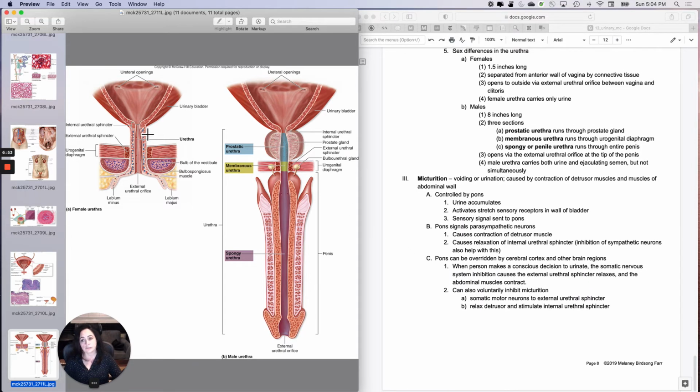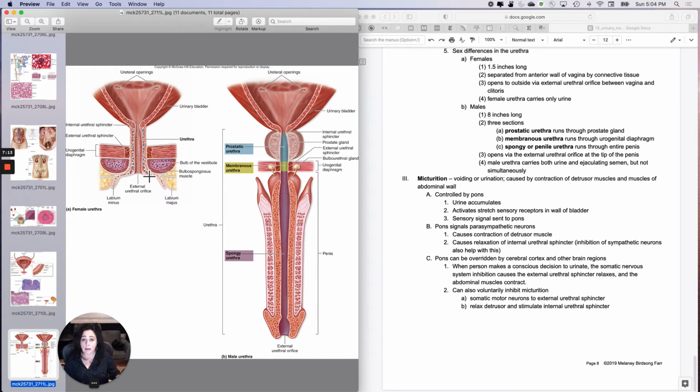On average, a female urethra is about 1.5 inches long. The external urethral orifice is between the vagina and the clitoris. The female urethra in a typical anatomical female will carry only urine.